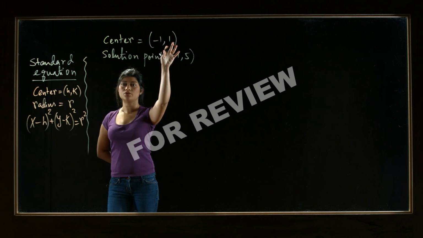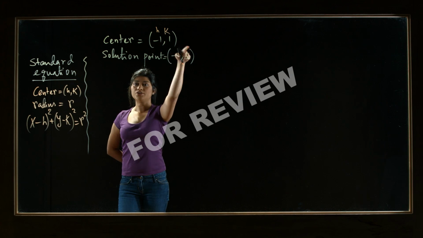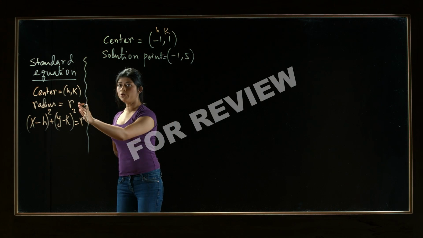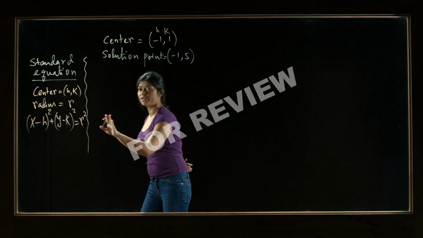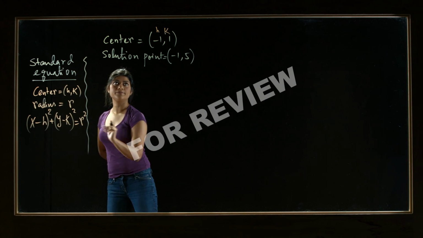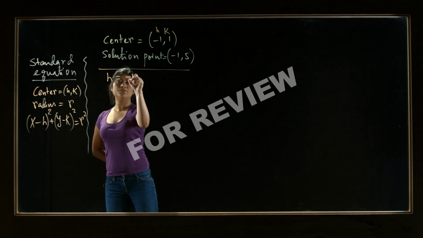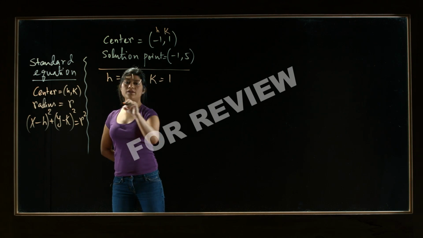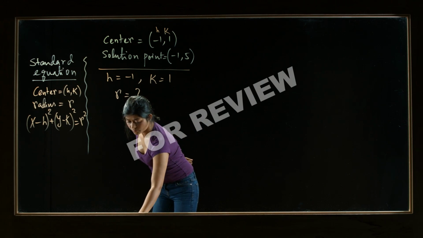All right, so let's see, what do we have? We have the center. So we have h and k right here. Okay, so what we don't have is r. That's all you have to figure out. Once we have the radius, we can just write down the equation right here. So we are given h is -1 and k is 1. We have to figure out r.